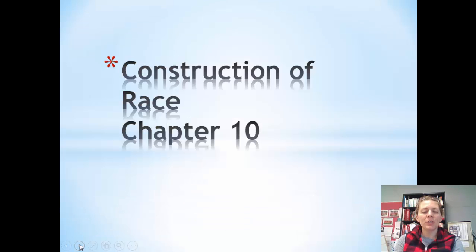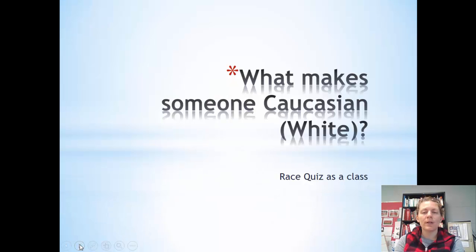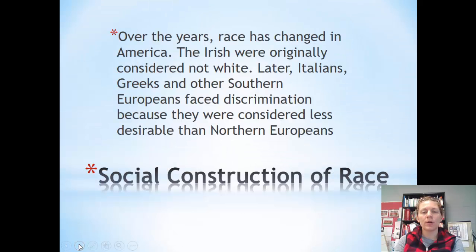So let's talk race next. Now, in class, we talked about how many different races you could think of. We talked about what makes somebody white. But race really does not exist in a biological or scientific way. Rather, it's how society wants to define it. Now, in the United States, we primarily define race as a mix of biological traits and norms, so cultural characteristics.